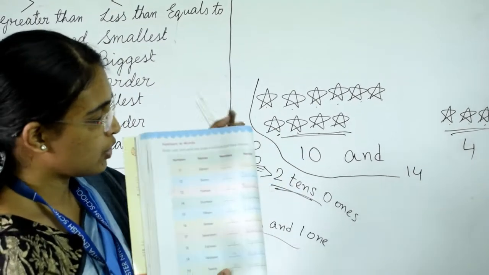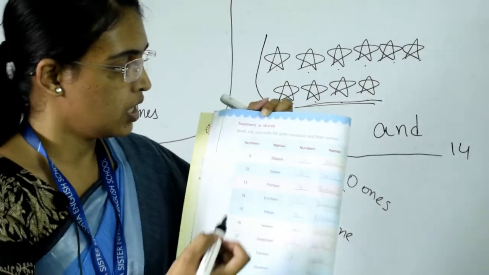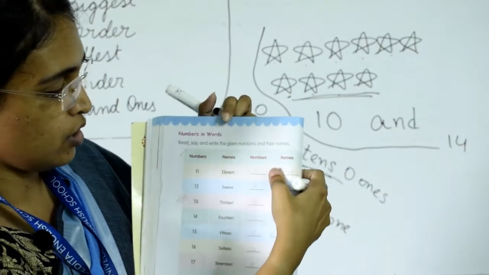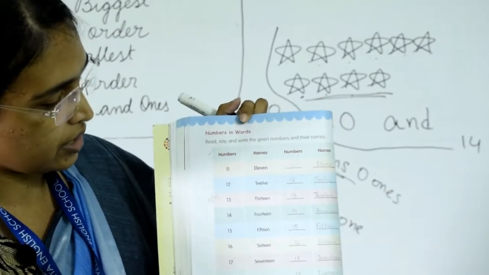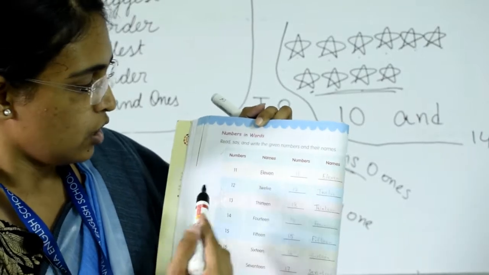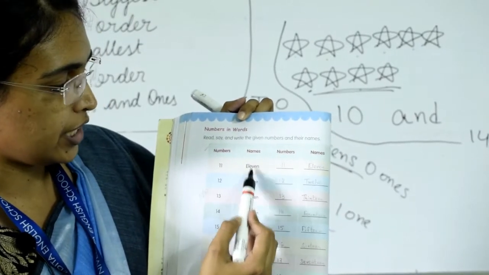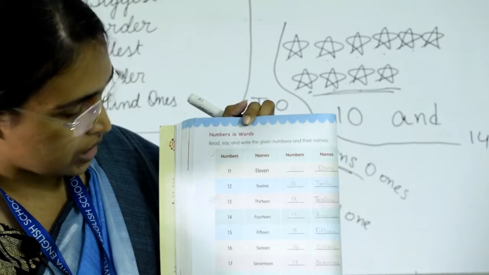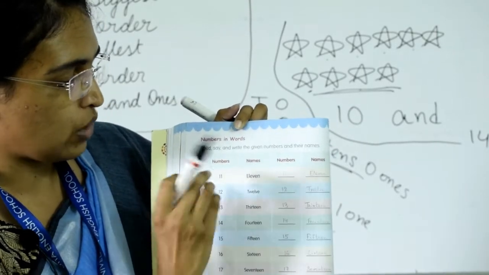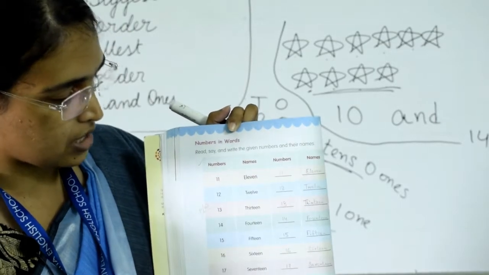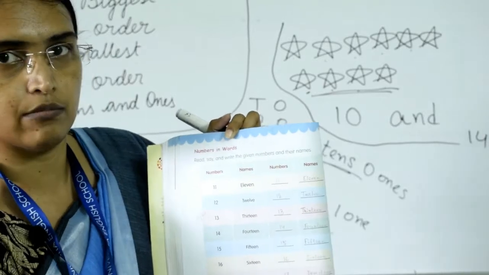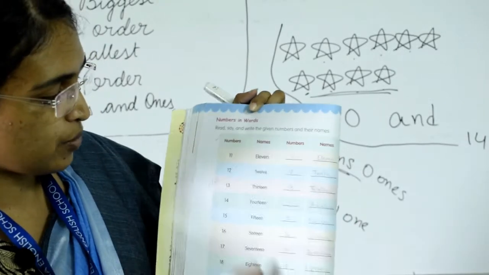Now here what do you have to do? Look, the question is: read, say and write the given numbers and their names. You all know the spelling of 11 to 20. We have learned this in our previous class. So it is already written here in this row. All the numbers are written here, and here their names are written. So you have to look at these numbers and write here. Then you have to look at these numbers and write their names. Okay. So in this way do this.